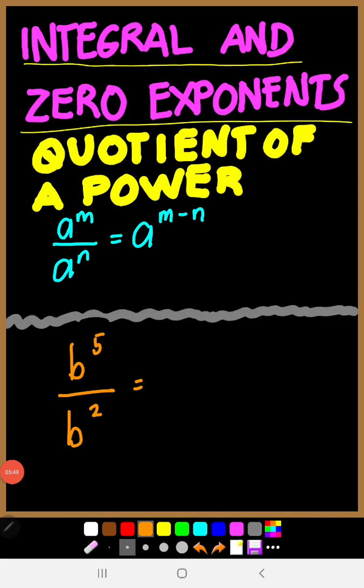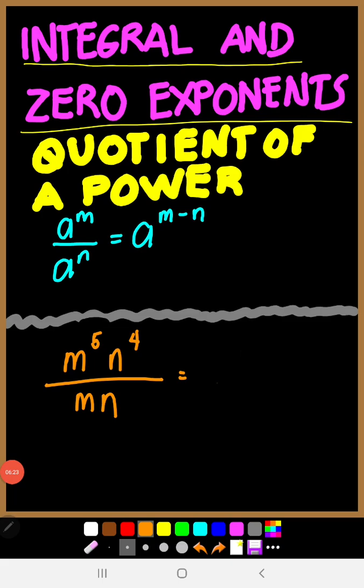Okay, so we have here another first example. We have b raised to 5 divided by b raised to 2. So they have the same base. Our base is b. And then we subtract the exponent from the numerator. Ang exponent ng numerator is 5 minus yung exponent ng denominator, which is 2. So our final answer is b. 5 minus 2 is equals to 3. So final answer is b cubed.